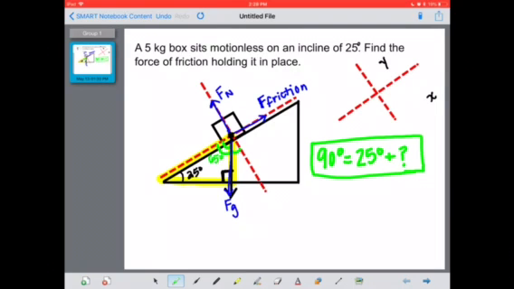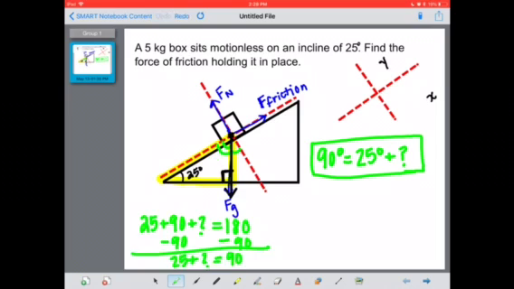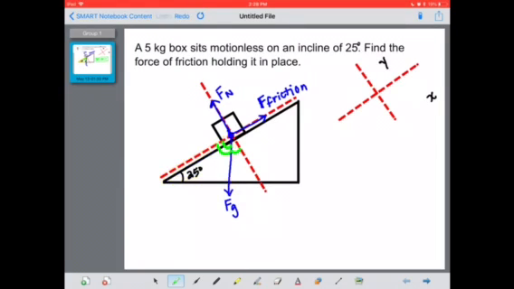I like that because I can see that in my head very quickly, and I can do it relatively easily. The other way that you could do this problem, and I'm going to back up and undo this so I don't have to erase too much. There we go. You could do this another way with a different triangle. There's your force of gravity.